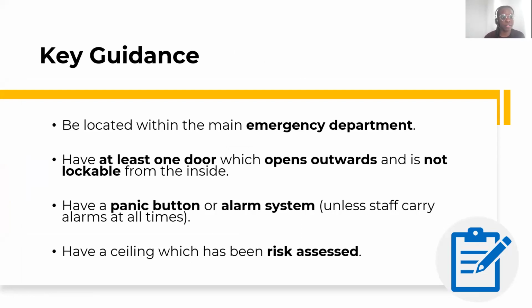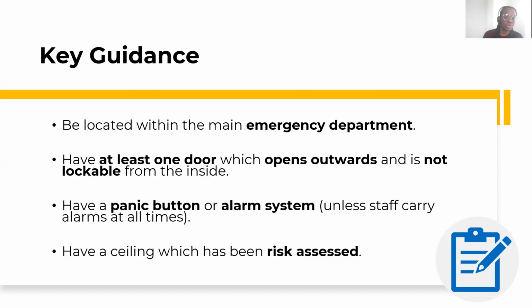But the first point we have is be located within the main emergency department. So this is pretty simple. The room just needs to be located in the emergency department. And the second guidance point is have at least one door which opens outwards and is not lockable from the inside. So we recommend that rooms have 2 doors to provide some additional security, and all new assessment rooms must be designed with 2 doors. It's okay for rooms built before 2017 to only have 1 door, but any built after 2017 must have 2 doors to meet the standard.